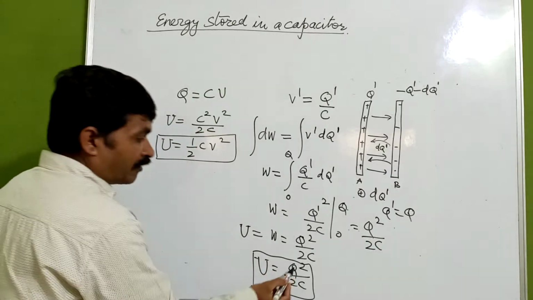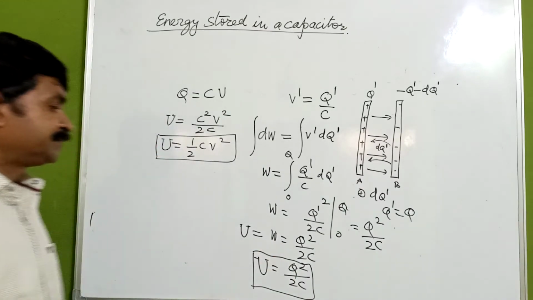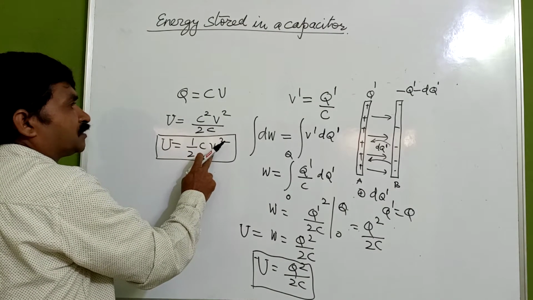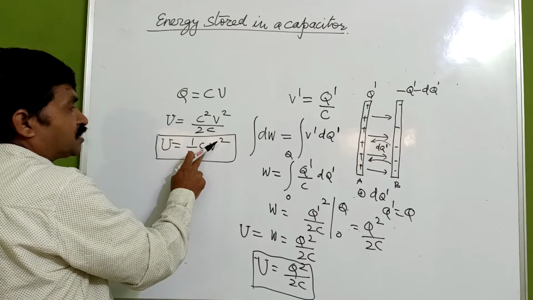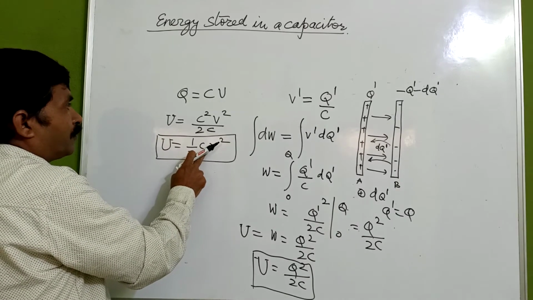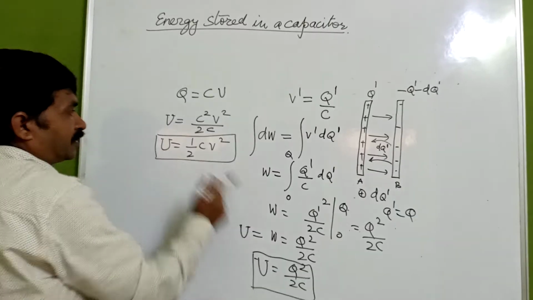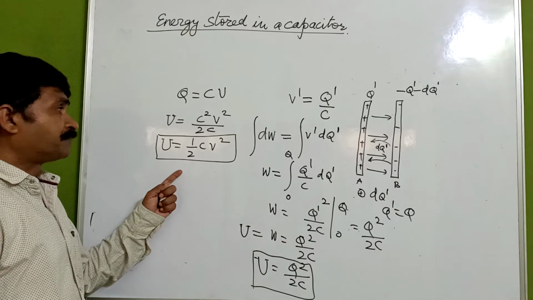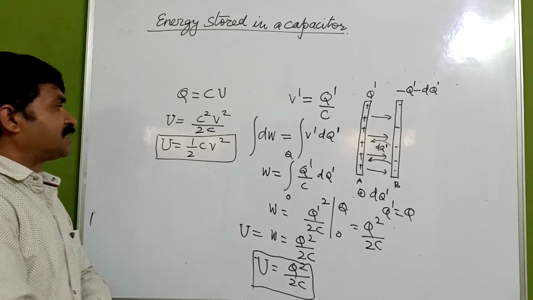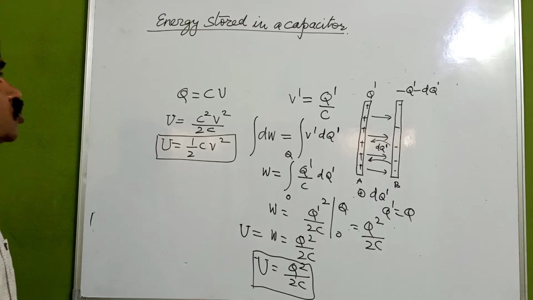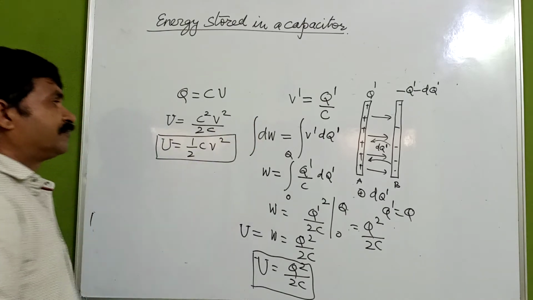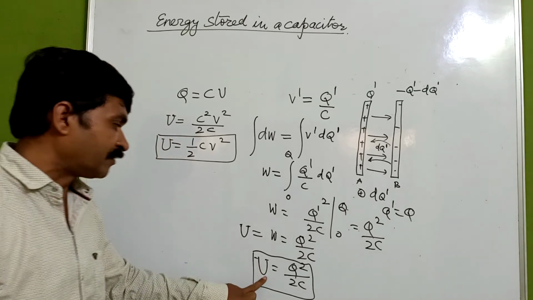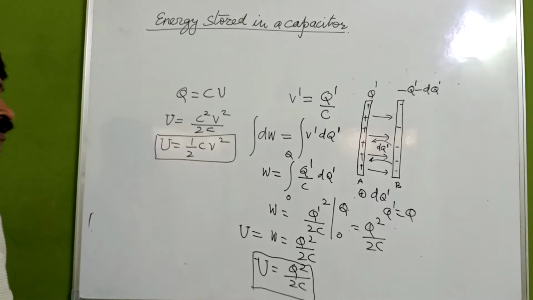Okay, here we have got it in terms of charge and capacitance, and similarly we know V is equal to Q upon C. Already we have Q square upon 2C. We have got half CV square, which is in terms of C and V. So the energy stored in a capacitor will be given by this relation: U is equal to half CV square, or U is equal to Q square upon 2C.